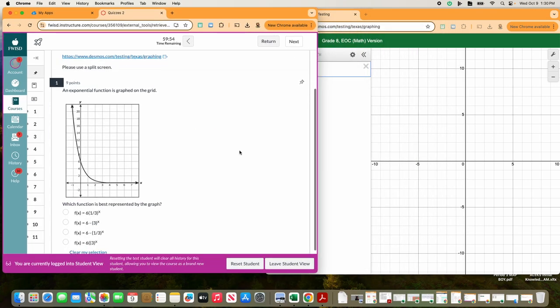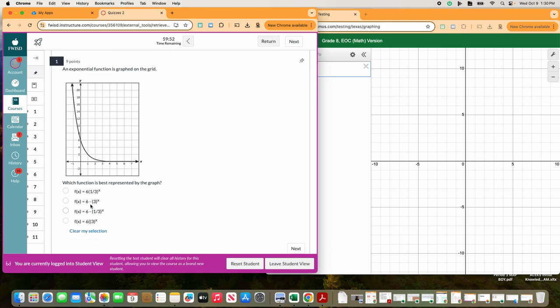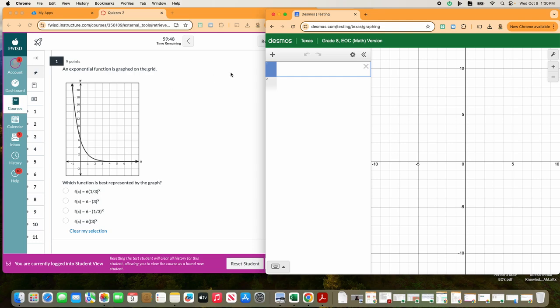All right, so here we have this. So it gives us these different equations. I'm going to type them in here, and I'm going to match the graph to it. So if you're in class with me right now, please follow along. If you are not in class with me, please follow along.